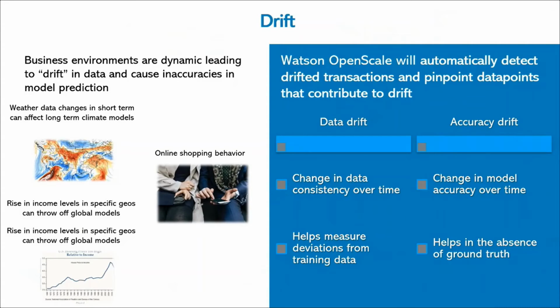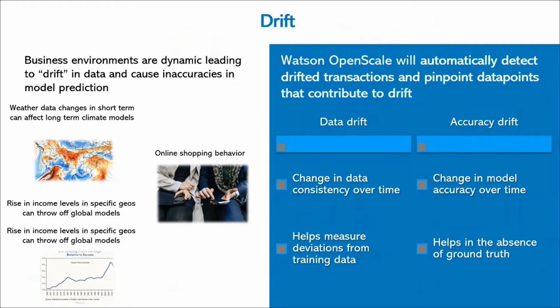Now, drifts can be thought of as belonging to two different categories. One would be accuracy drift or model drift, in which the model accuracy drifts over time. The other would be a data drift, which implies that the underlying data or the payload data is deviating from the data set that was used during training sessions. And that is a data consistency drift. Now, OpenScale will measure both data drift and accuracy drift.